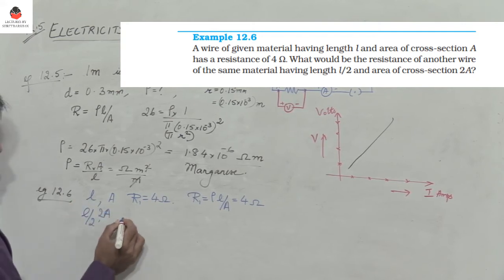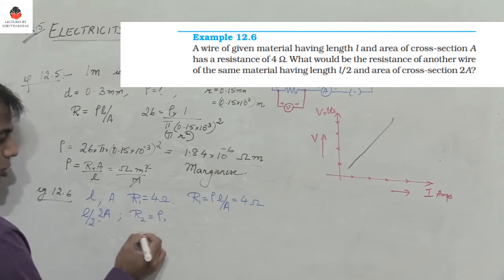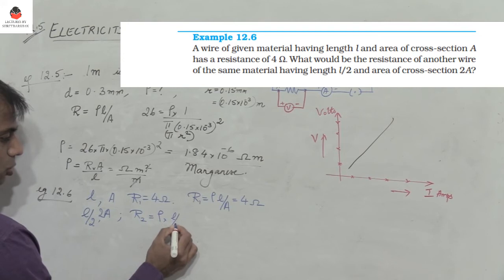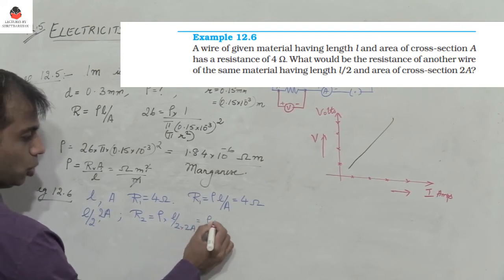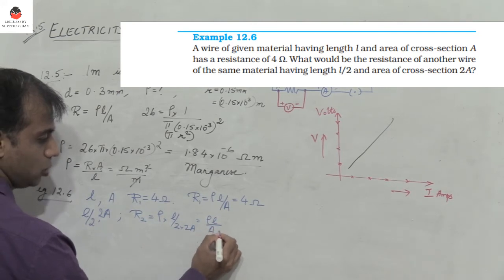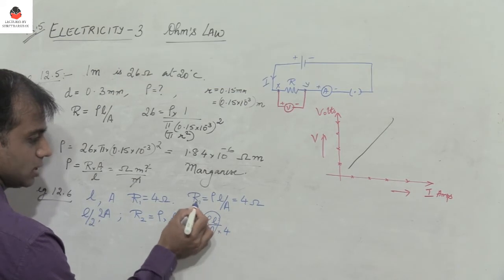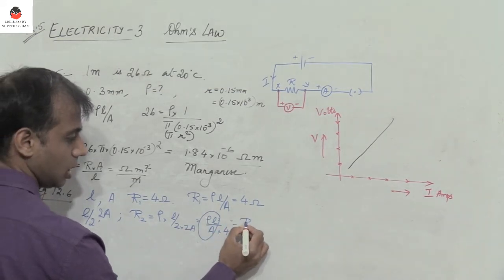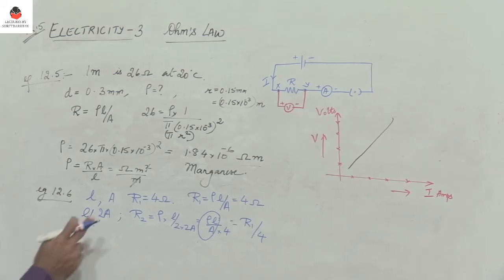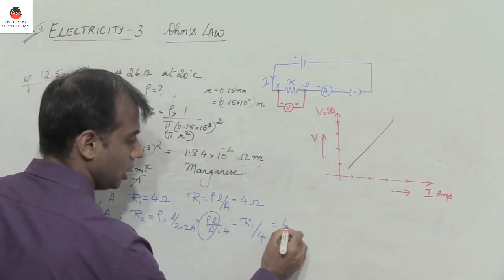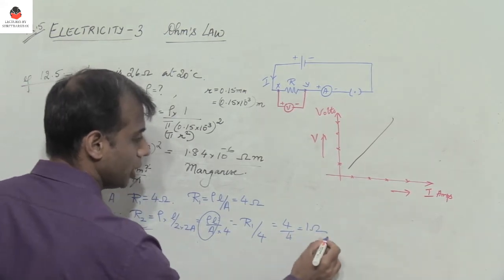So therefore, let me call that new resistance R2 equals rho into length L by 2 and area 2A. So I have rho L by A into 1 by 4. But what is rho L by A? It is nothing but R1. So I have R1 by 4. What is R1? R1 is 4 ohms. So I write it as 4 by 4, which is 1 ohm. So therefore R2 is 1 ohm.